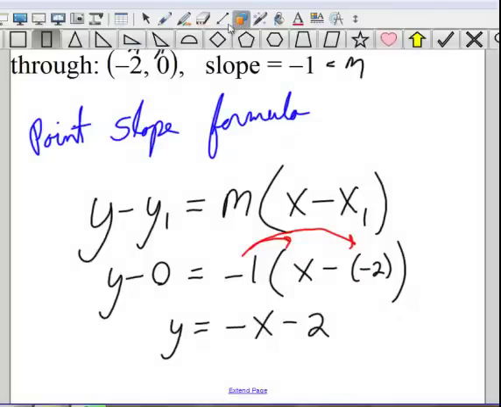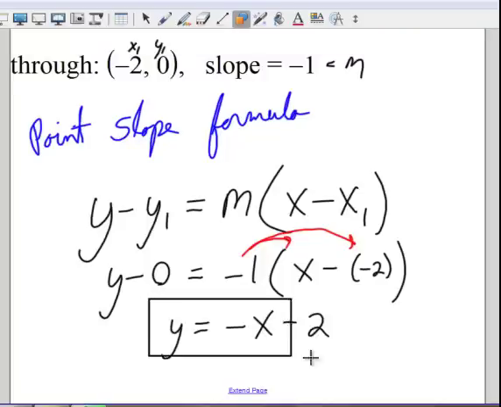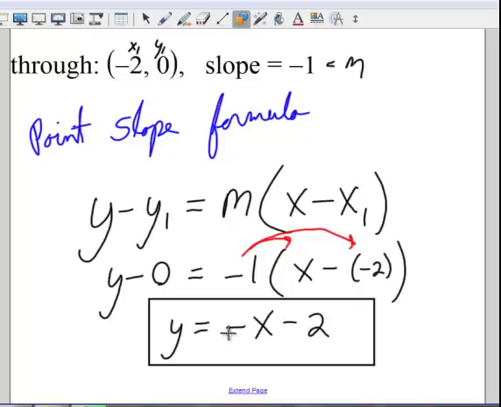And my objective is met. This final equation is in slope-intercept form. If I would have had a value right here like 3, I would have had to put that on this side to keep it in slope-intercept form.